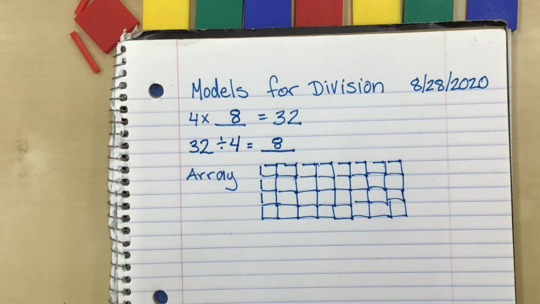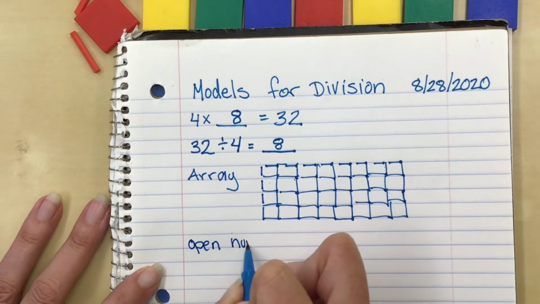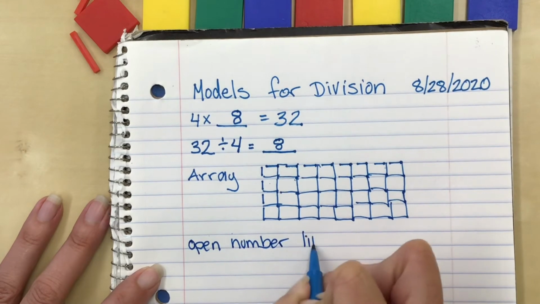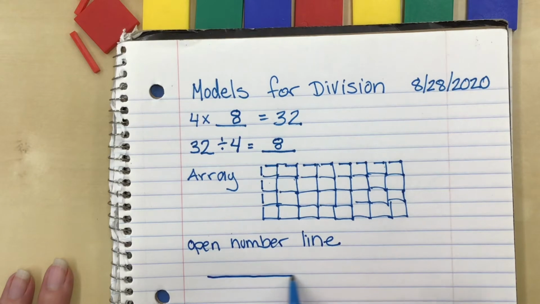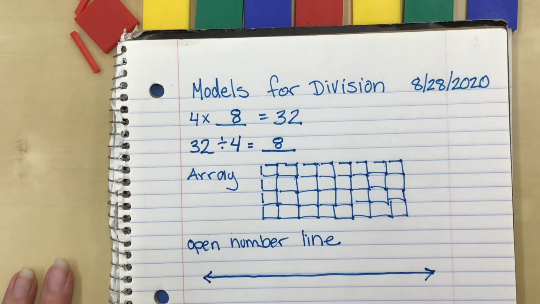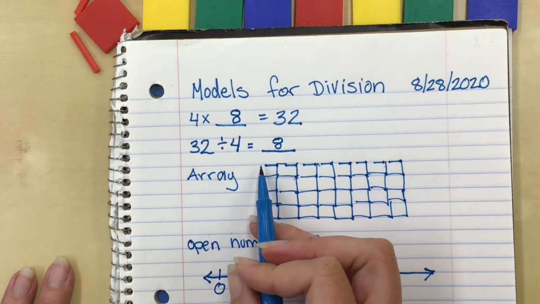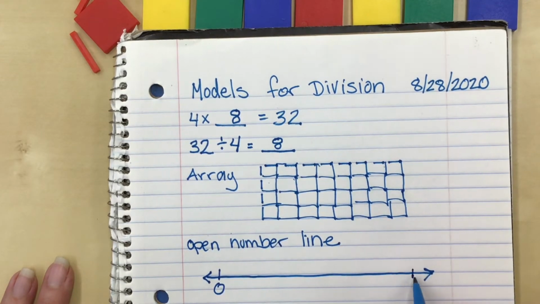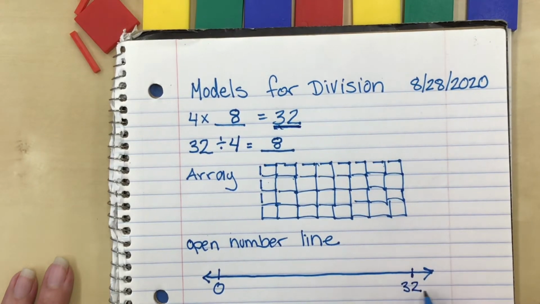Now we are going to try a skip counting strategy. We're going to first start with an open number line. Labeling it open number line. And we have our line like this. And we're going to start at 0. And we're going to jump 4 until we get to the number that we are dividing, 32.